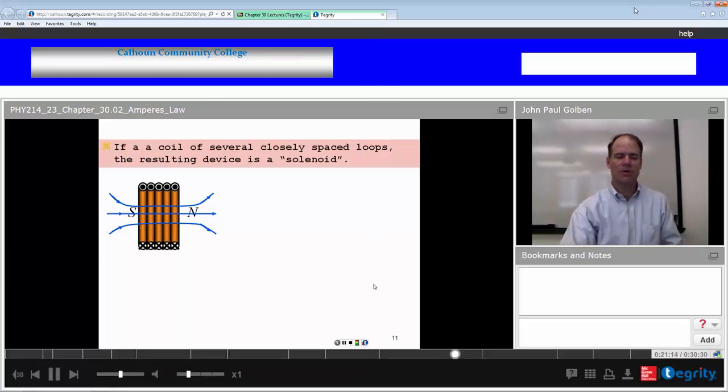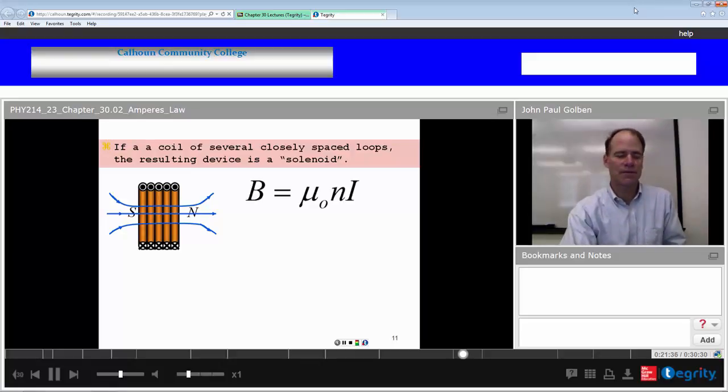Here's an example where we have loop after loop after loop, and we're looking at a cross-sectional area of our construction here, our solenoid, and you have your current coming out of the page towards you on top and into the page away from you on the bottom. The result, though, is a magnetic field going to the right as you're looking at it.